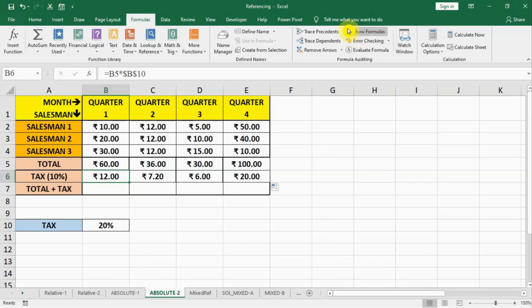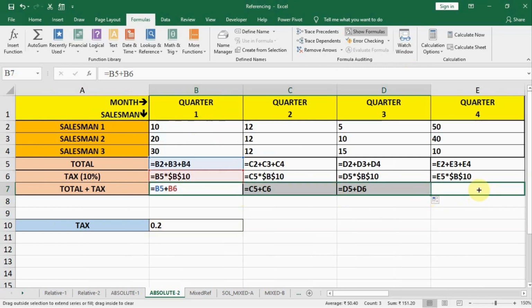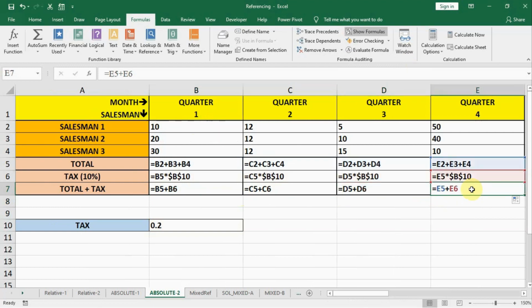Yes. Now let us again calculate the total tax. The total tax shall be equal to the total plus tax, and this can be easily dragged down because this requires relative referencing as in the past lecture. I hope the difference between relative and absolute is clear. Absolute means when we are referring to one single cell at all times. Relative is when we need to change the cell address again and again.